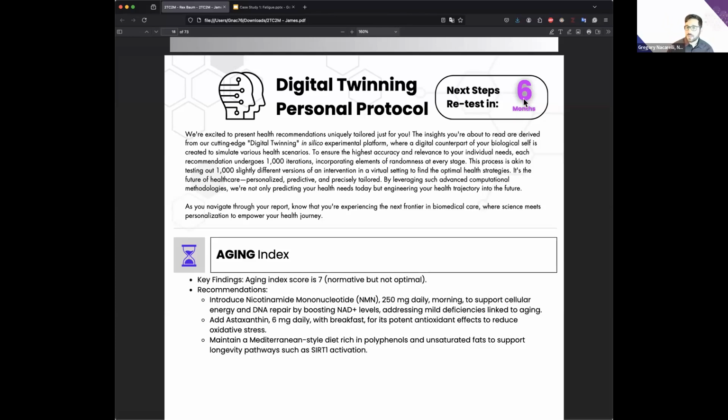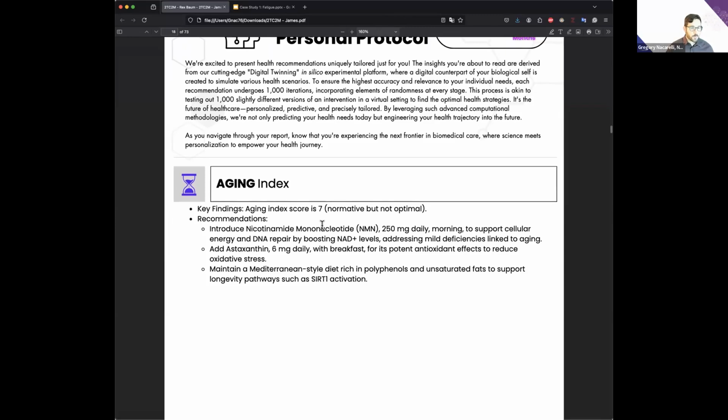We also have a time to retest based on that, 6 months. And so recommendations that were elicited. There are some circumstances where even though his nicotinamide was in the middle, if we were to give NMN, it could additionally help. And so that's what's happening here. Nicotinamide mononucleotide is to be recommended.